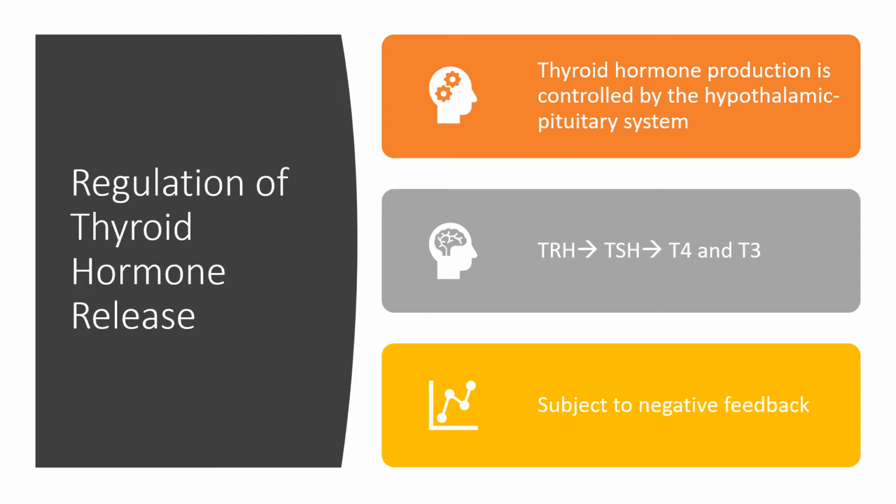The increased circulating levels of T4 and T3 serve to limit their own production by inhibiting the TRH release from the hypothalamus and the TSH release from the anterior pituitary. So essentially this is another negative feedback loop. And this negative feedback loop helps to prevent peripheral levels of the thyroid hormones from being excessively high.